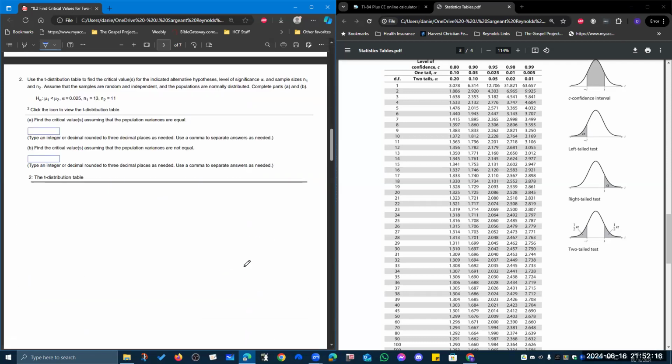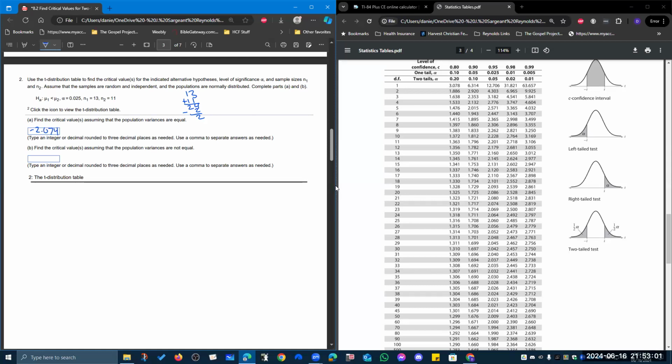Let's use the t-distribution table for the critical values for this. So we're going to have one tail to the left. One tail alpha is 0.025, so we're in this third column here. And then n1 is 13, n2 is 11. It gives me 24 minus 2 is 22. So third column, 22, and we're to the left, so a negative 2.074.